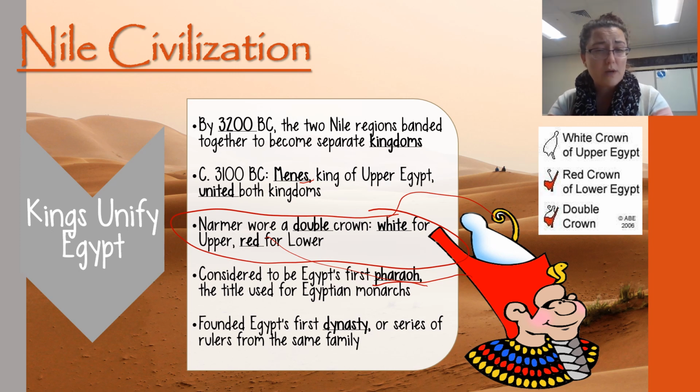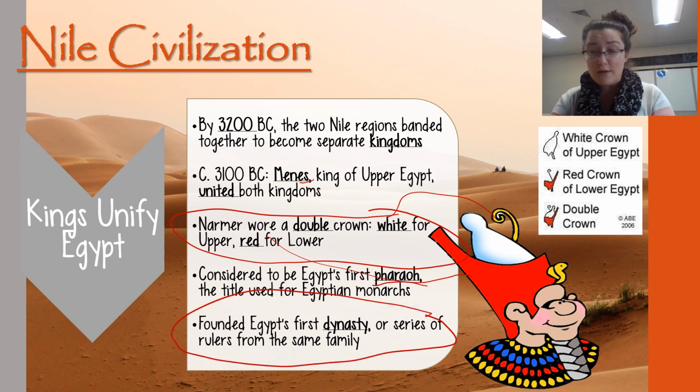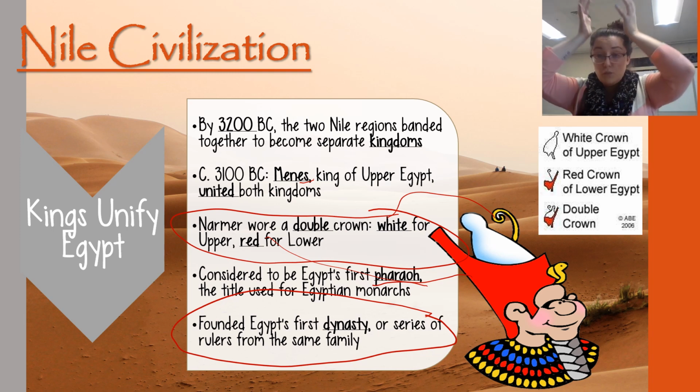We'll talk more about what that looks like in our Lesson 2 video notes. He founded Egypt's first dynasty. A lot of you saw that word today when we were doing our vocabulary. It's a series of rulers from the same family. Another way of saying that is it's a family of kings and queens. So when we say dynasty, we're going to say a dynasty is a family of rulers.